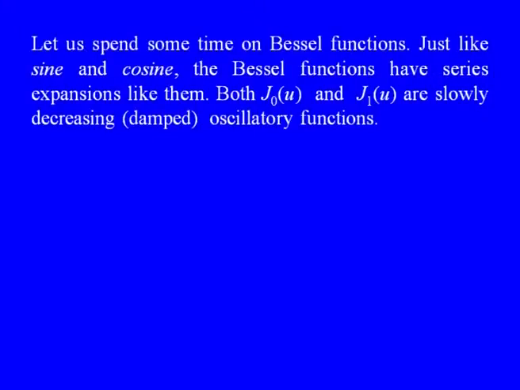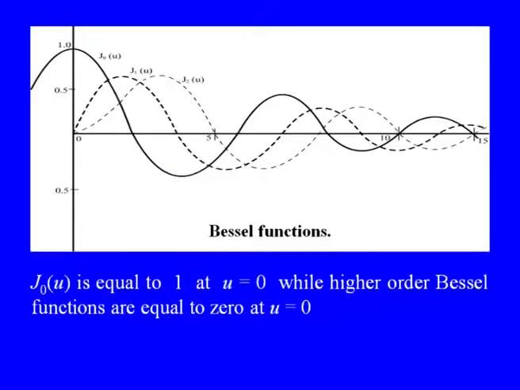Now, let us spend some time on Bessel function. We shall not go into the real details of these functions. It is enough if we just appreciate that they are just like sine and cosine functions. The difference is they are slowly decreasing like damped oscillatory functions. This shows a graphical representation of the various Bessel functions. J 0 of u, u is the argument, as a function of u, j 1 of u, j 2 of u. The main feature which should be noted is that these are oscillatory functions.